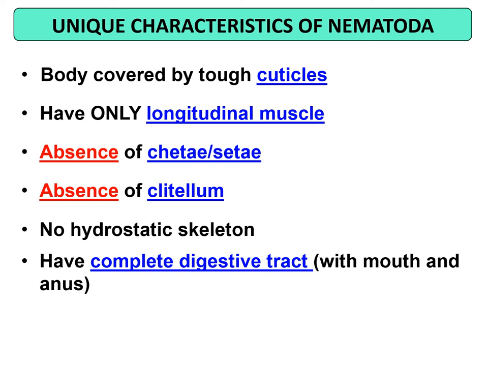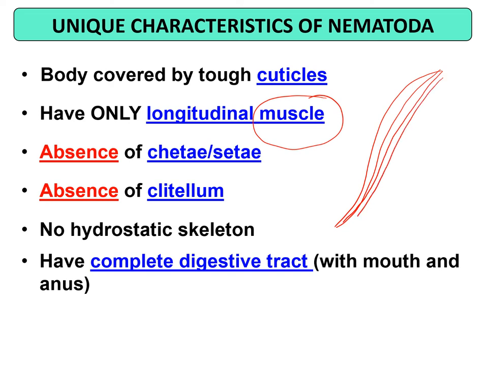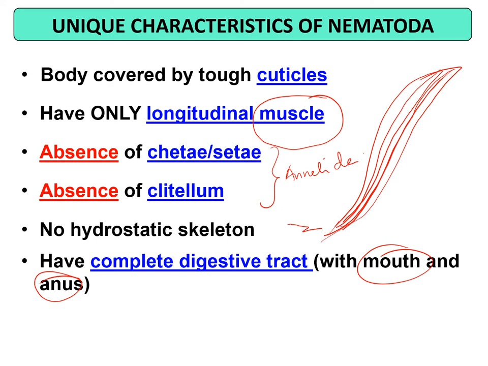Flatworm, roundworm dengan annelida. Okay, the next one would be annelida, ni masih lagi nematoda, sorry. So nematoda, the body is covered by tough cuticle. Dia ada muscle dah, tapi muscle yang dia ada adalah longitudinal muscle. Sebab tu pergerakan dia tak sama dengan pergerakan cacing tanah. Kita akan nampak jalur-jalur dia ni. Absence of setae and no clitellum. Ini dua structure yang kita boleh jumpa dalam annelida. No hydrostatic skeleton sebab dia tak boleh bergerak macam cacing tanah bergerak, itu contoh hydrostatic skeleton. They have complete digestive tract, so they have mouth and anus.